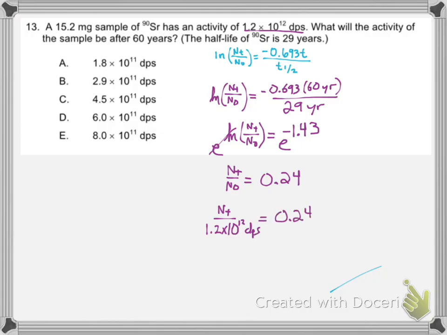And then when we multiply this through, we will end up getting that n sub t is equal to 2.9 times 10 to the 11th disintegrations per second.